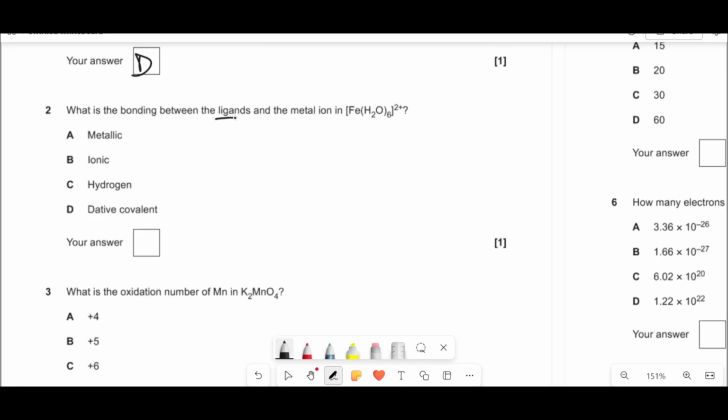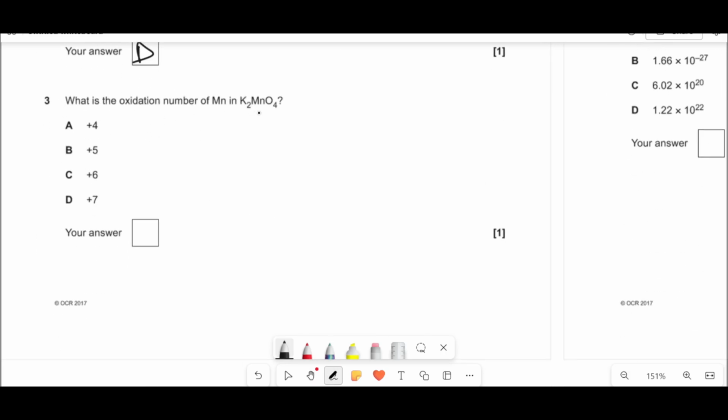Done. What is the bonding between the ligands and the metal ion here? It's dative covalent, so it's D. There you go. Next, it says, what's the oxidation number of Mn in K2MnO4?